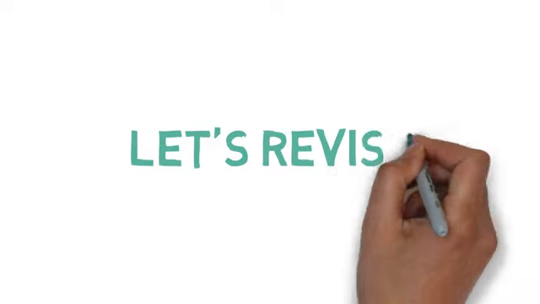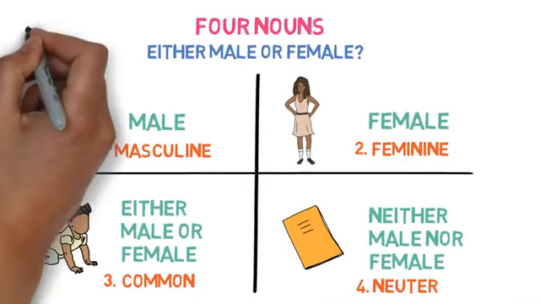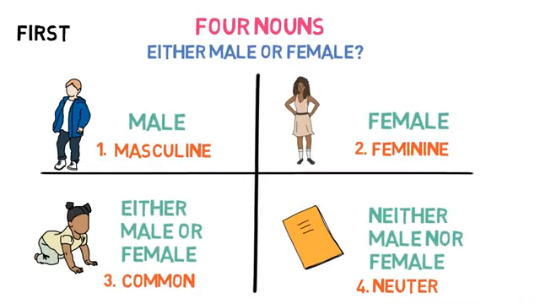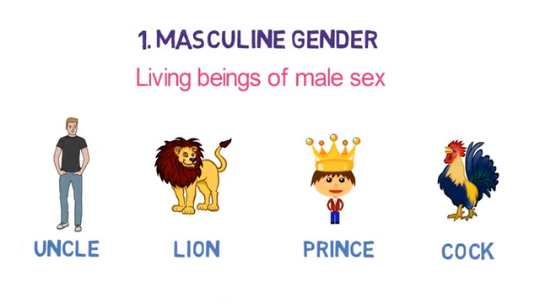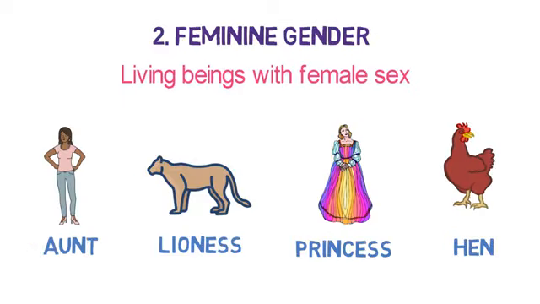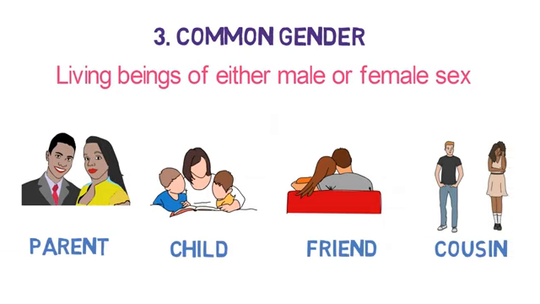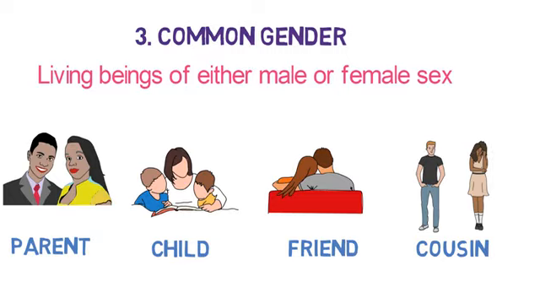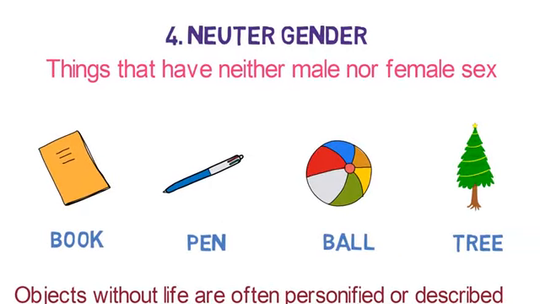Let's quickly revise what we learned in this lesson. First, we understood the types of gender nouns. There are 4 types of gender based on the male and female species. Number 1, living beings of male sex come under masculine gender. Number 2, living beings with female sex come under feminine gender. Number 3, living beings with either male or female sex come under common gender. And number 4, things that have neither male nor female sex come under neuter gender.